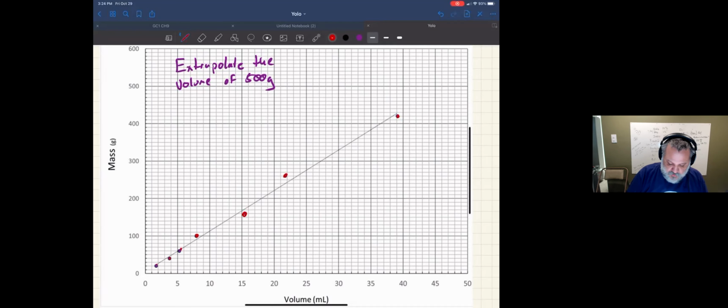So they range from about 20 grams up to about 420 grams. And so what the question is asking us to do is extrapolate. And in order to extrapolate, what we would do is take our trend line and just continue to grow it out along the graph. And so this is an extrapolated portion of the trend line.